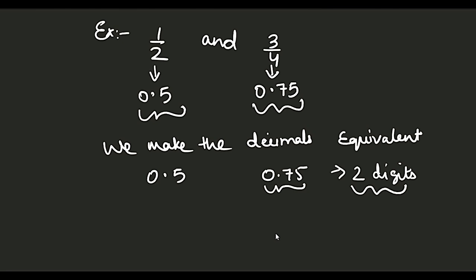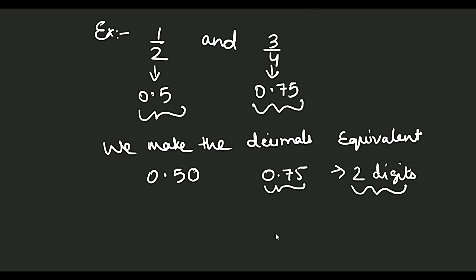So it says that for these two decimal numbers I need two digits after the decimal point. So in the first number, which is 0.5, there is only one digit after the decimal point. To make it an equivalent decimal, I'll add a 0 so that it becomes equivalent compared to 0.75. Now I've got two digits for both of these numbers after the decimal point. Now these two numbers are ready to be compared.